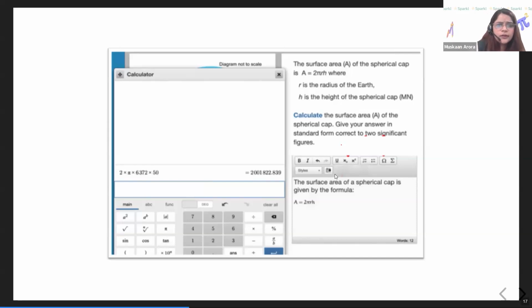Can you see my annotation? I don't think so. One second. This one over here, right?